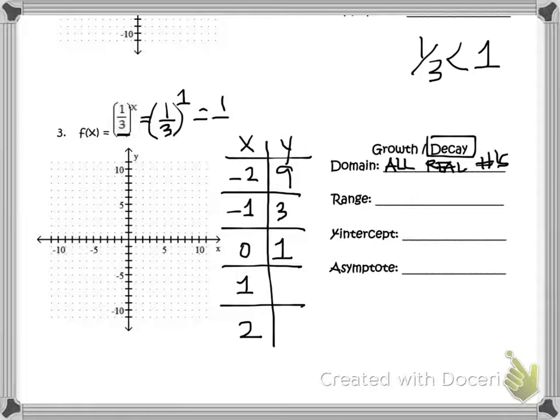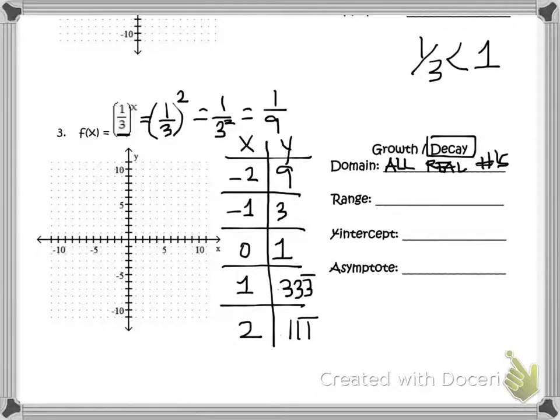Okay, if you plug in a 1, it's going to be 1/3, right? And 1/3 is the decimal 0.333, just going to keep on going. If you plug in a 2 for your x, it's going to be 1/3 squared, which is 1/9. And 1/9 is going to be 0.111, just keep repeating that.